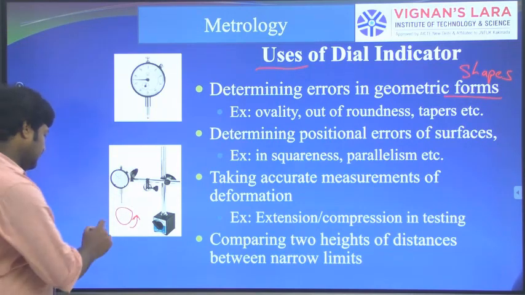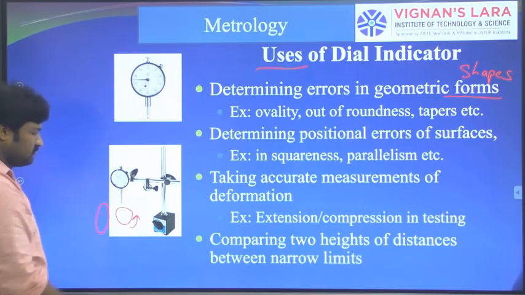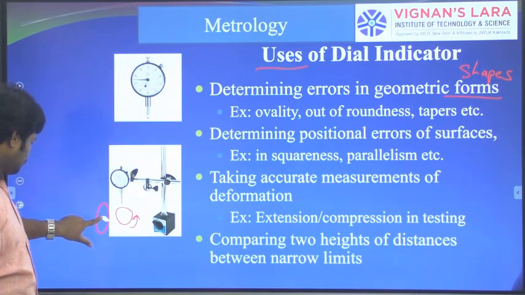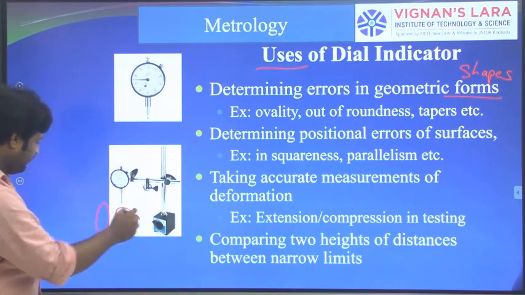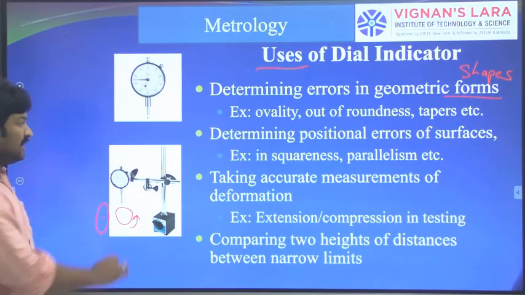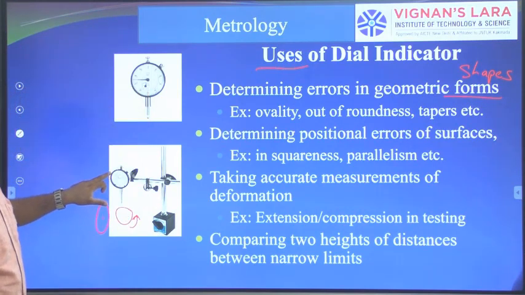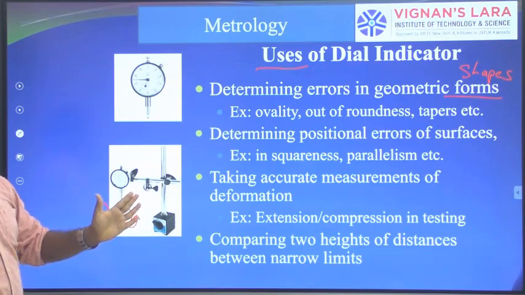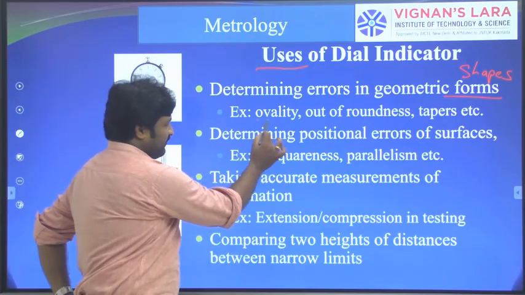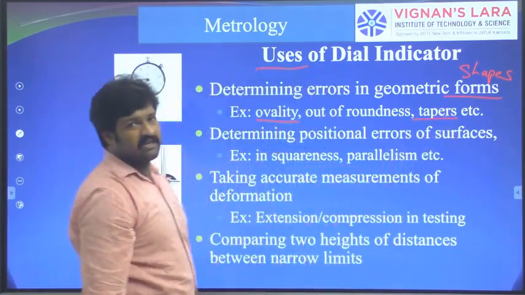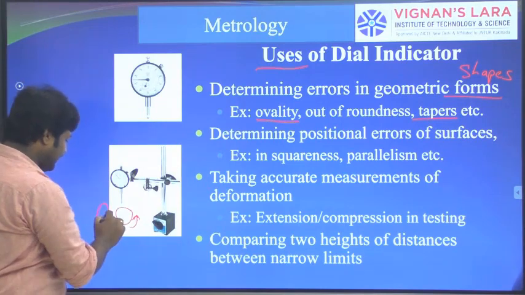It is in ovality. If it is ovality from the center, it means the radius is varying, so the deflection will vary in the dial indicator. By means of the deflection in the dial indicator, we can identify whether the component is circular or out of its circularity. It means ovality. Out of roundness or tapers can also be identified by means of these dial indicators.